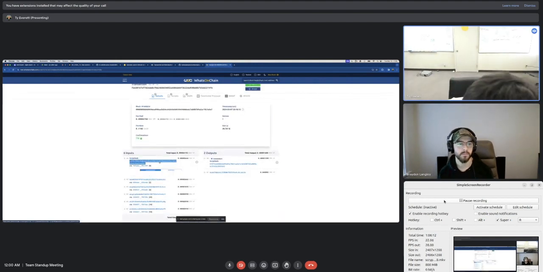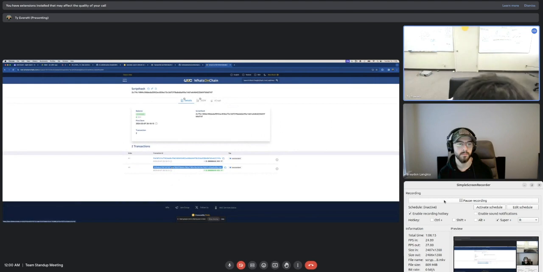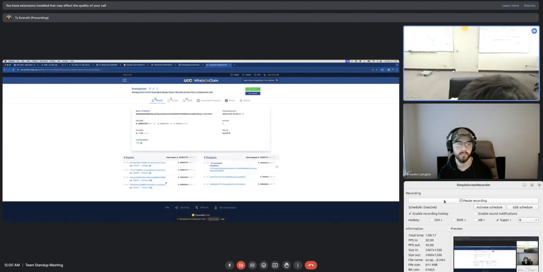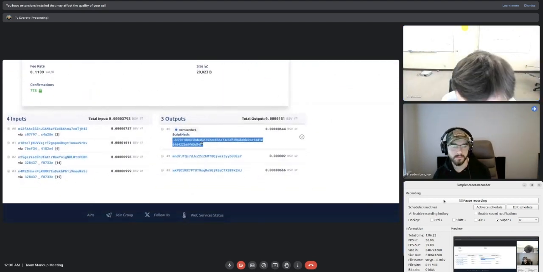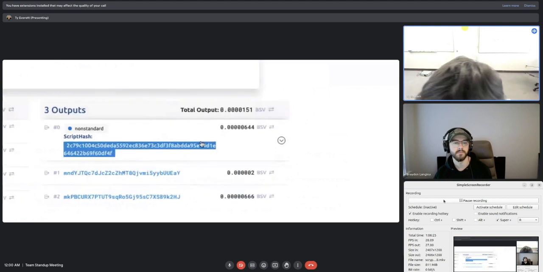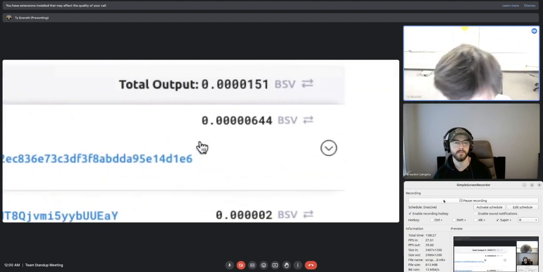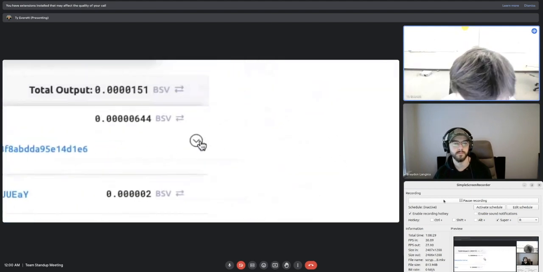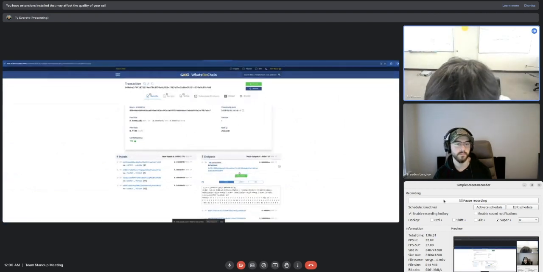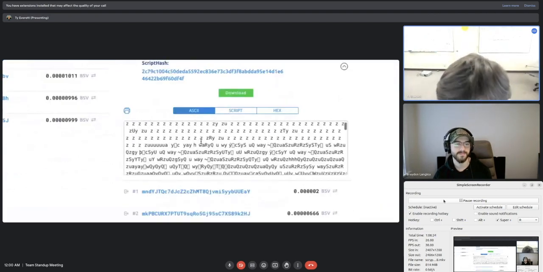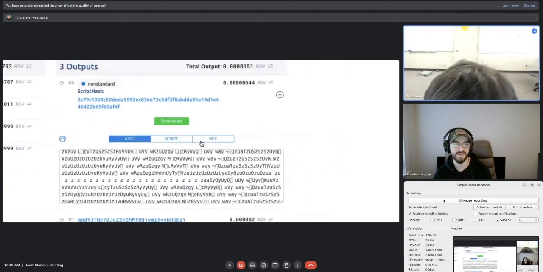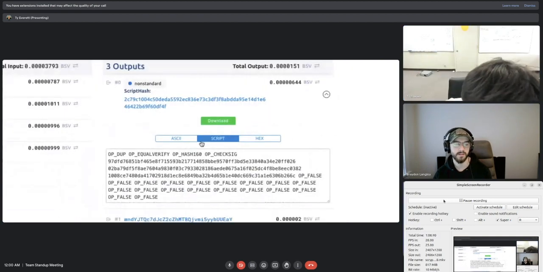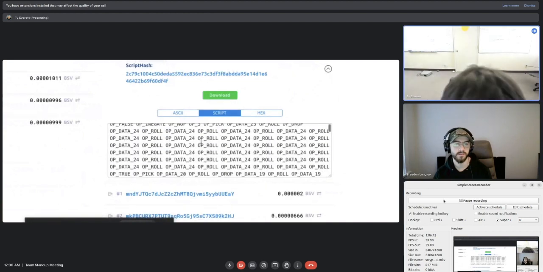So let's look at this one. This is where Alice funded this with some inputs and created an output, right? And that output contains 644 Satoshis. So let's look at this script here. Right, let's actually go to the script opcodes. There's some opcodes.